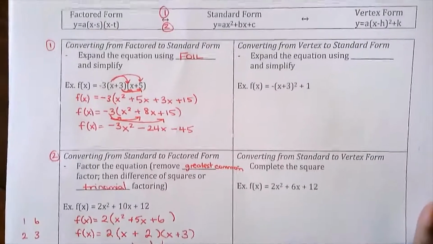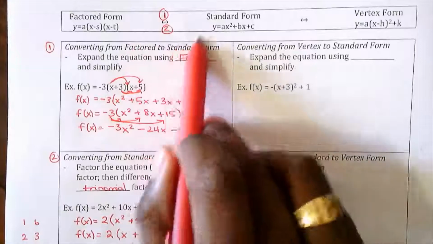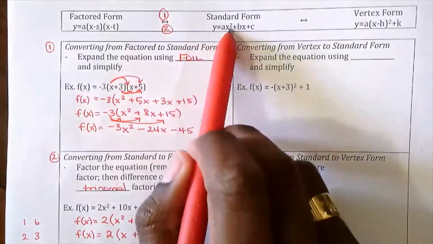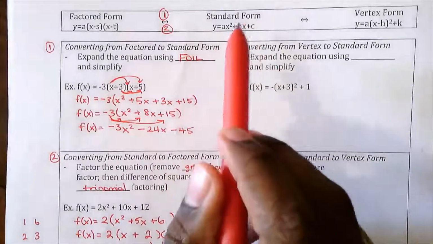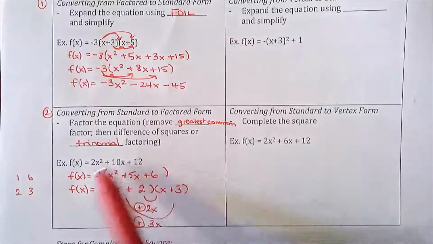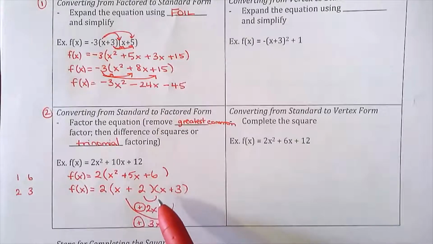So going from factored to standard and standard to factored, these are using tools that you already have. To go from factored to standard, essentially we're multiplying it out. To go from standard to factored, all we're doing is taking our initial equation and factoring it as much as we can.